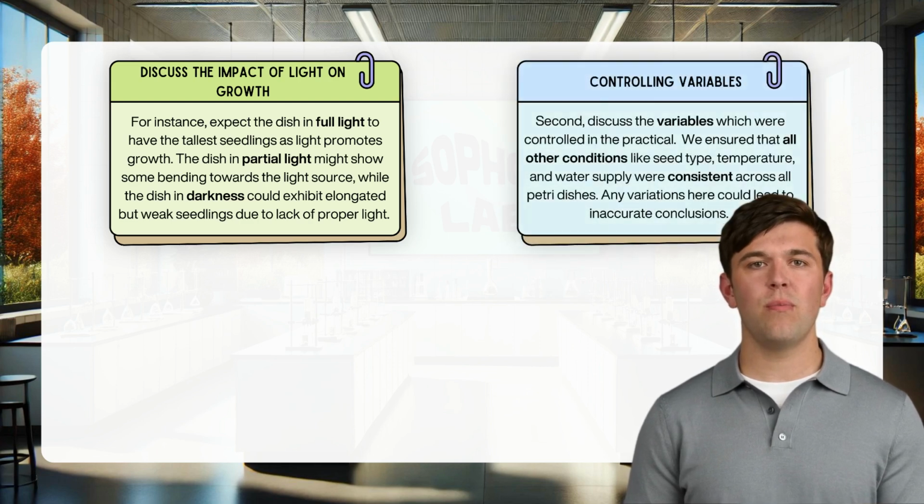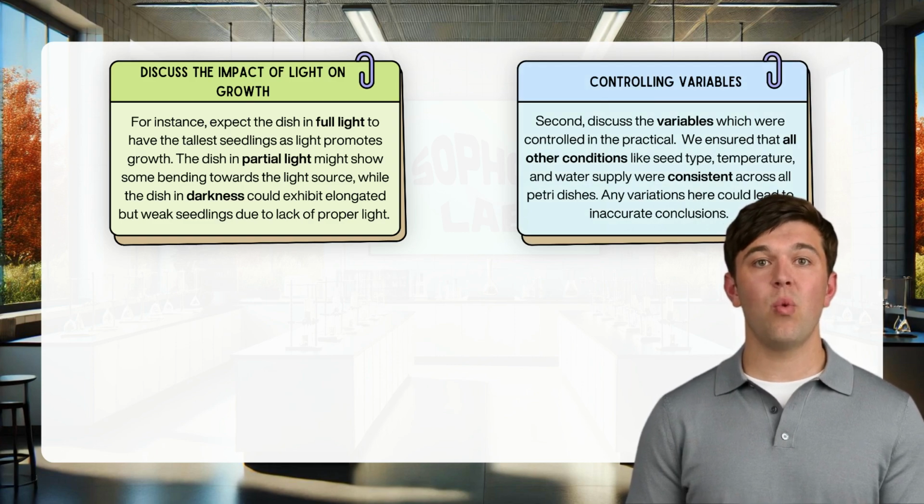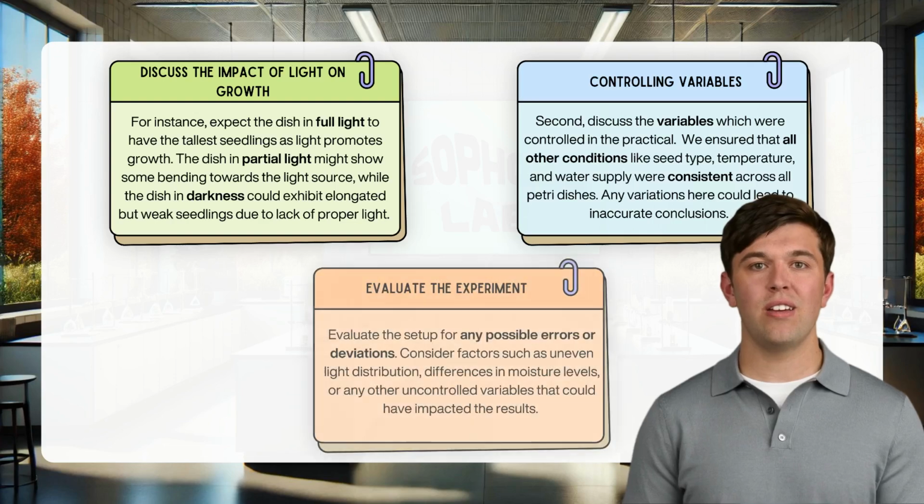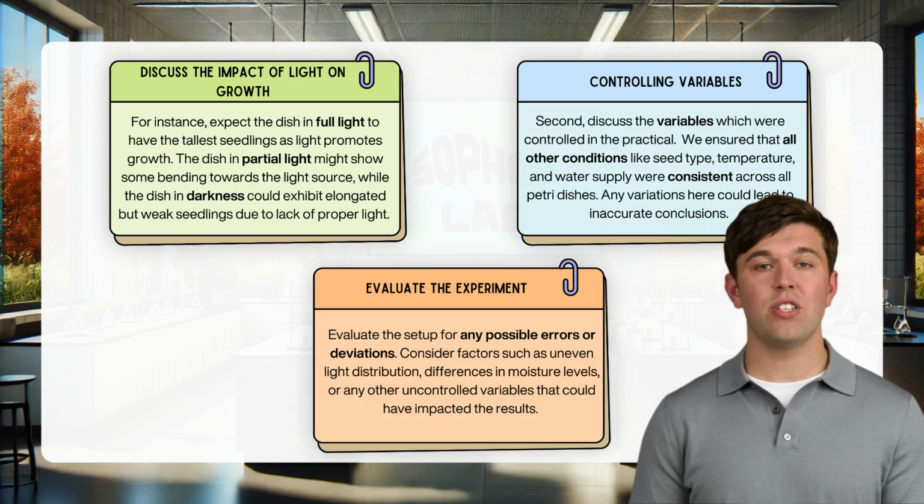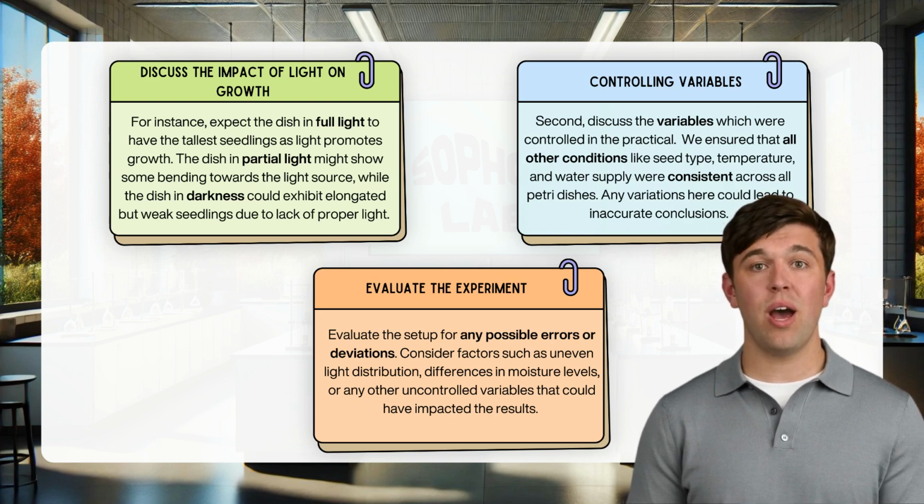Throughout the experiment, we must ensure that all other conditions like seed type, temperature, and water supply are consistent across all Petri dishes. Any variations here could lead to inaccurate conclusions. Finally, we should evaluate the setup for any possible errors or deviations. Consider factors such as uneven light distribution, differences in moisture levels, or any other uncontrolled variables that could have impacted the results.